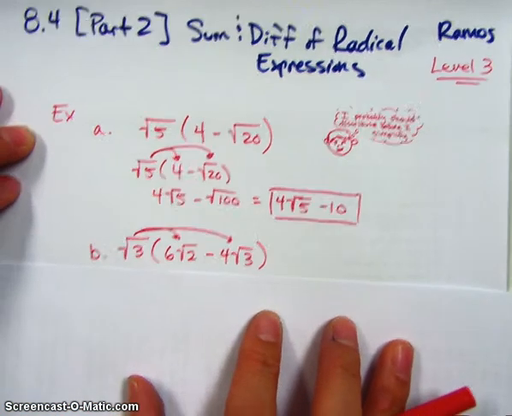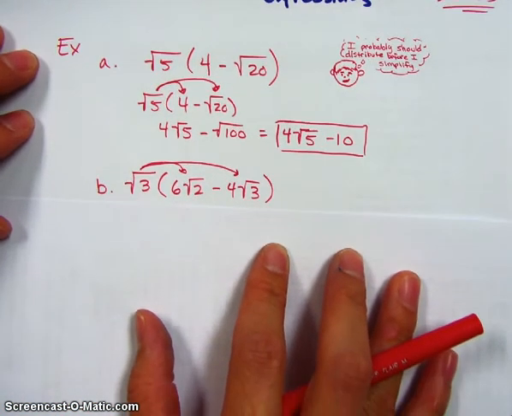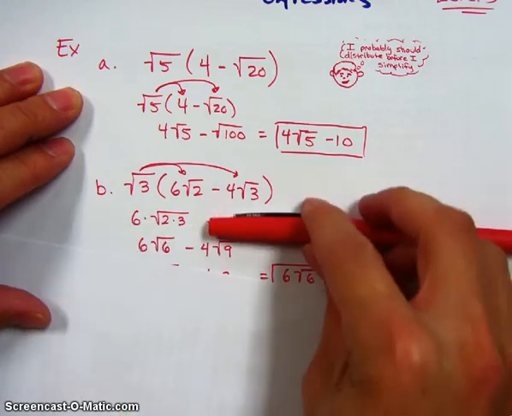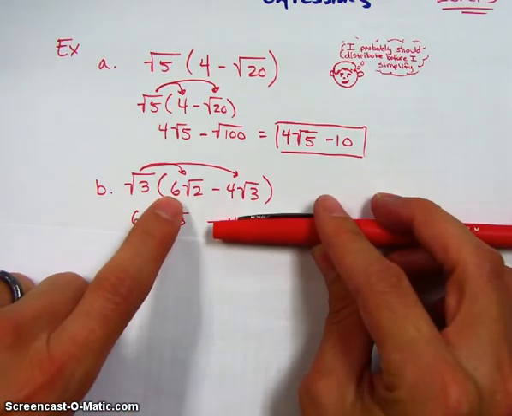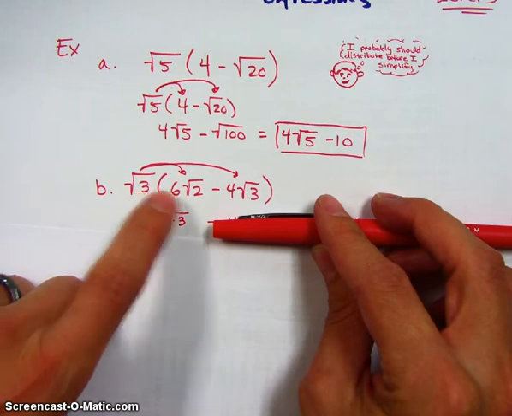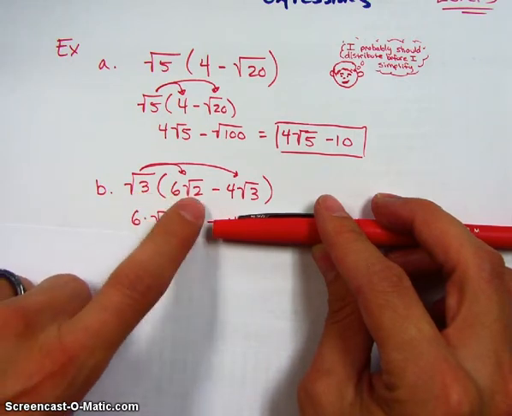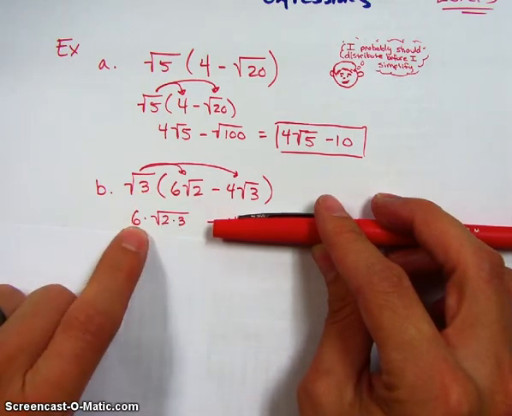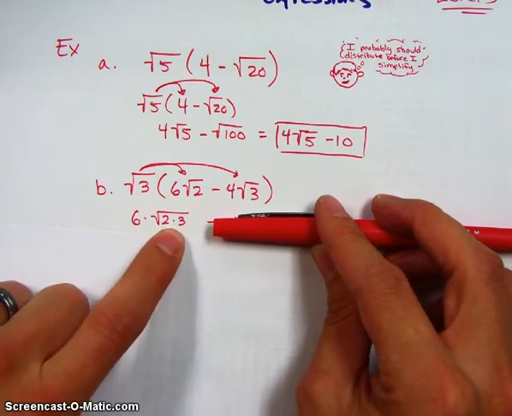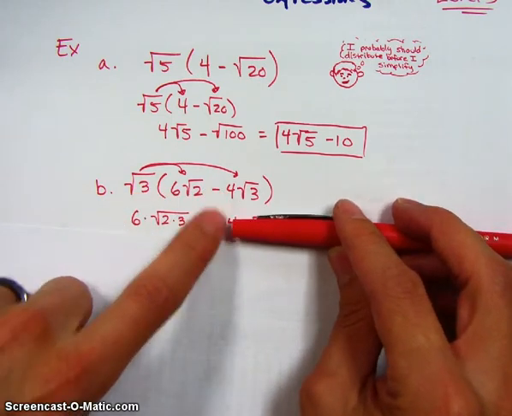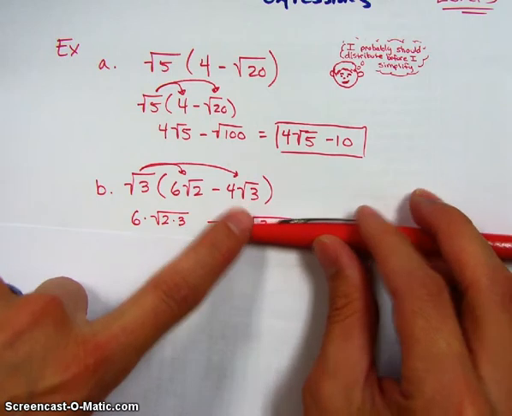Here's a second example. Once again, I'm going to distribute. So one more time, here we go. Let's take a look here. So if I distribute, let's see, rad 3 times 6 rad 2. So the only stuff inside the radical sign, that stuff multiplies. Whatever was outside stays outside. So 6 stays outside, 3 times 2 is going to go inside. Over here, again, the negative 4 stays outside, and 3 times the 3 goes inside.